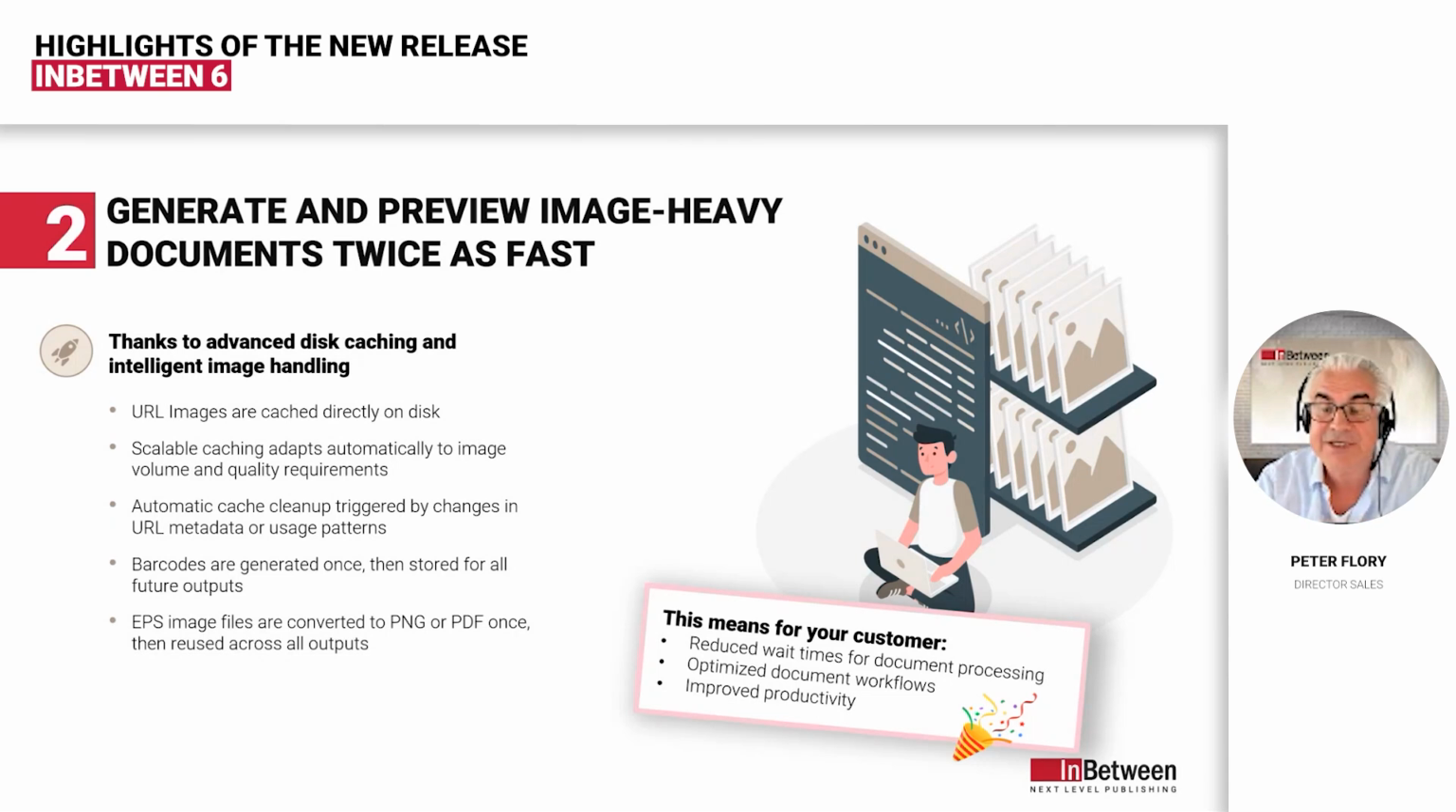Barcodes are generated only once and then cached. In the past, they were generated in every generation of a catalog. That obviously takes time. And EPS images are now converted to PNG or PDF and then reused across all outputs. Again, that saves a lot of processing of an EPS file all the time. This makes everything much quicker. The document workflow is better. Your productivity is better, or the productivity of your customers.